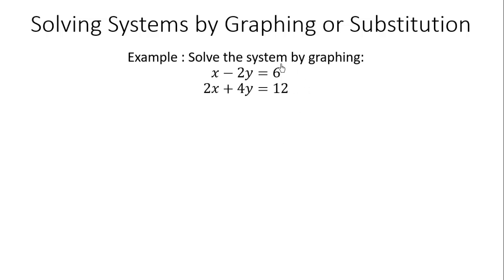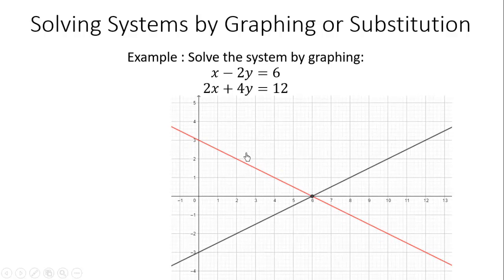To solve a system by graphing, we use graphing software. So for instance, by using the graphing software, we graph both equations on the same graph. And we can see that the two lines intersect at this point. So all we need to do is to read the point of intersection, which is (6, 0). So the x coordinate of this point is 6 and the y coordinate is 0. Hence, the solution to this system by graphing is (6, 0).